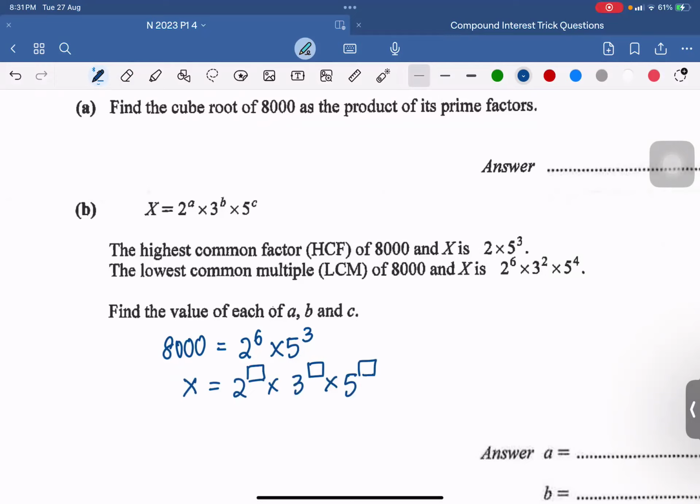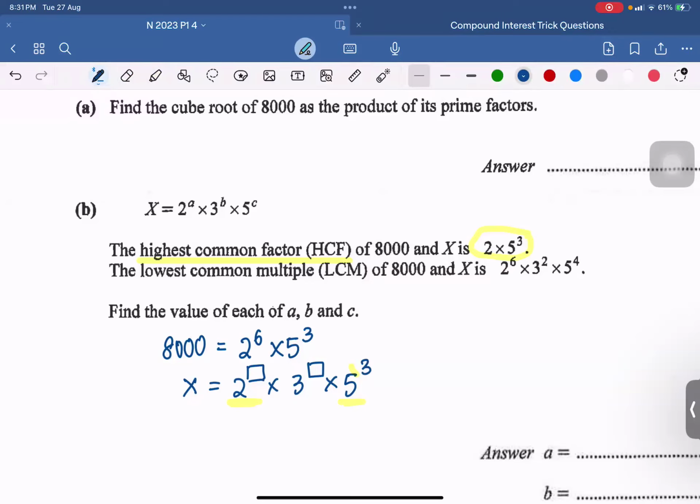Okay, we always start with the highest common factor first. The highest common factor means both of them must have the same factors, according to the question. So the highest common factor is 2 and 5 cubed. So what does that mean? That means my x to start off with must have a factor 2 and 5 cubed. So this one will not be an unknown. For the time being, I should change it to the number 5 cubed. So minimally, it starts with 5 cubed.